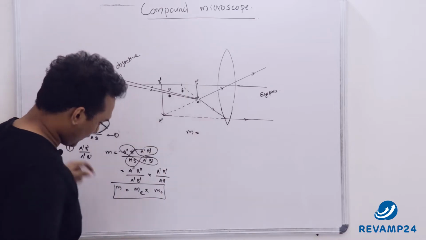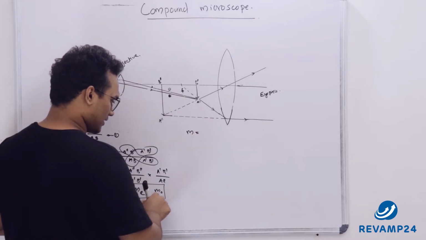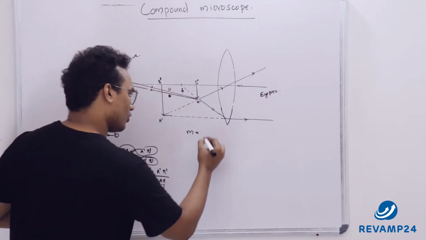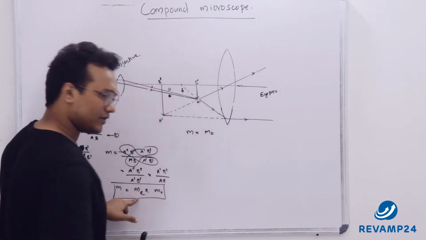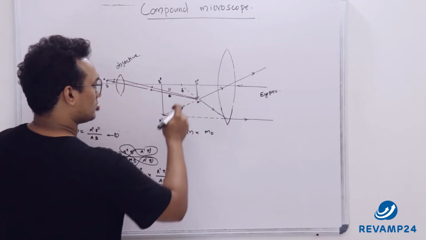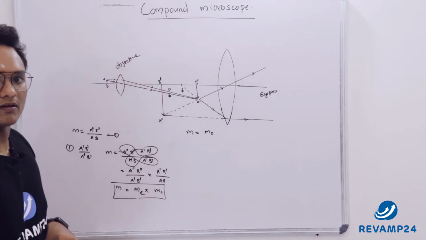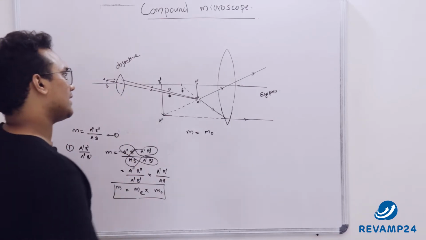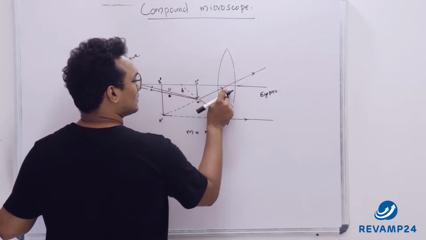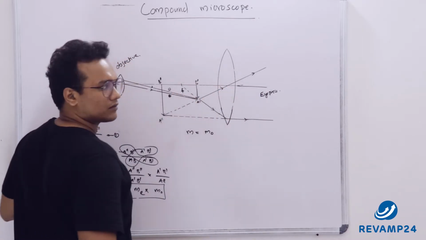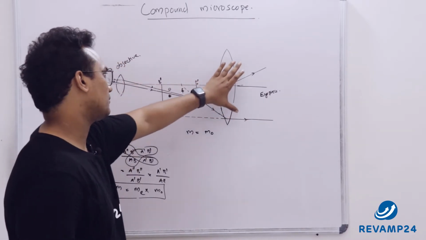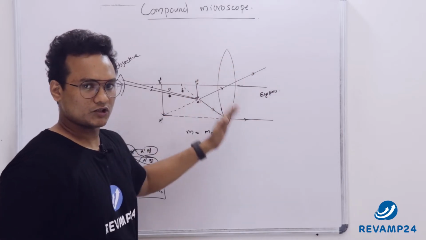I have to further simplify this. So magnification of the objective, keep it as MO itself, and ME we know because this one is simply a simple microscope. Just go back and search simple microscope in the lectures. You would see that in a simple microscope I am keeping my object in between focus and optic center so that I am having an enlarged image here. So this part is simply a simple microscope.